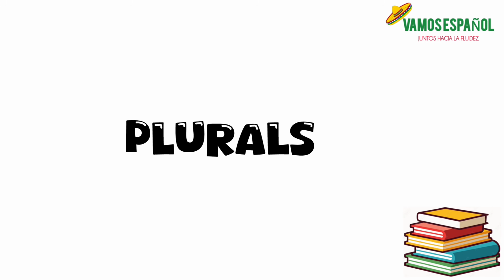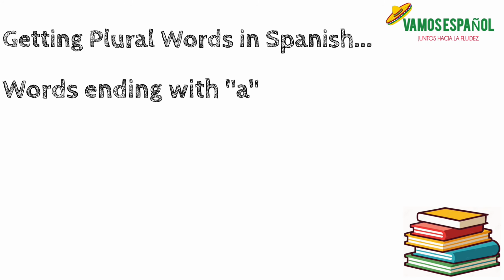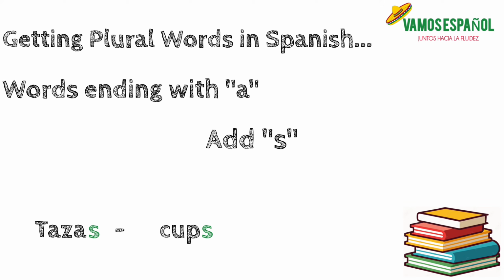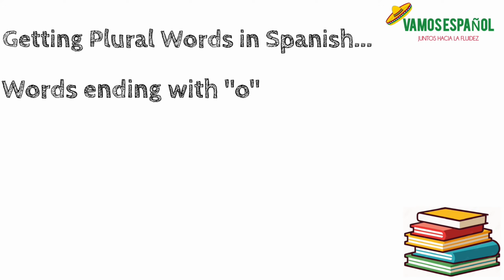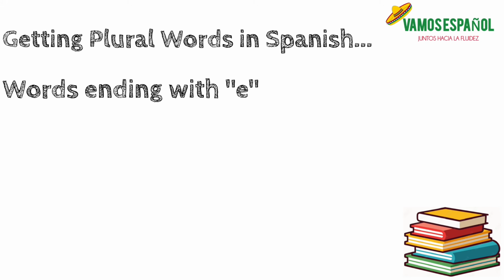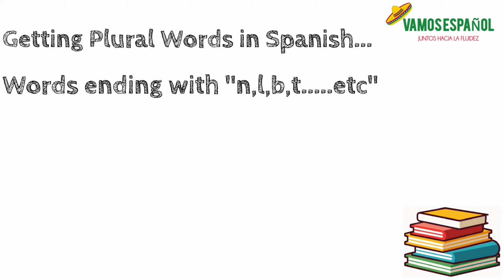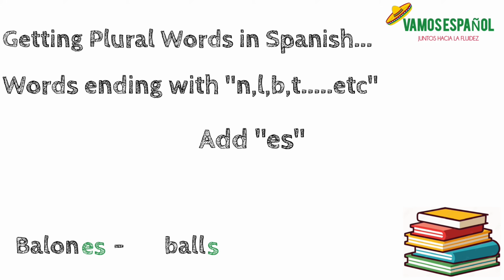Now this is where the plurals come in. Here, we just do some basic additions. For words ending with A, we just add an S to it, like taza changes to tazas. And for words ending with O, just add an S as well: libro changes into libros. If the word ends with an E, you add an S to it: estudiante, estudiantes. If the word ends with a consonant sound, all we need to add is ES. For example, balón, balones, papel, papeles, pared, paredes.